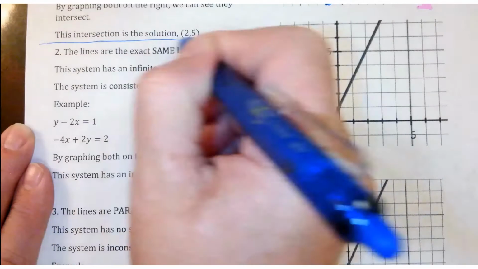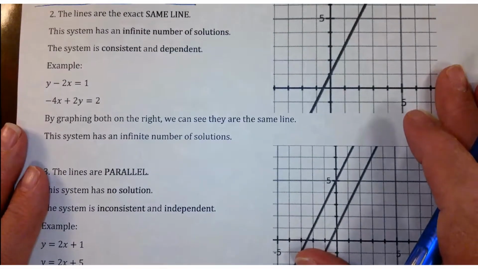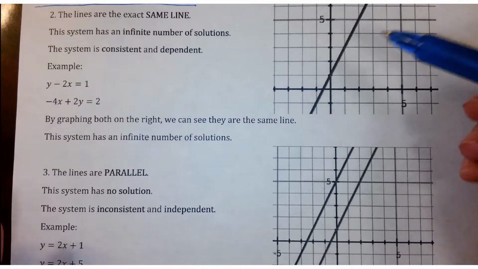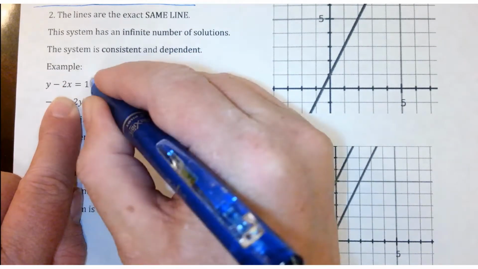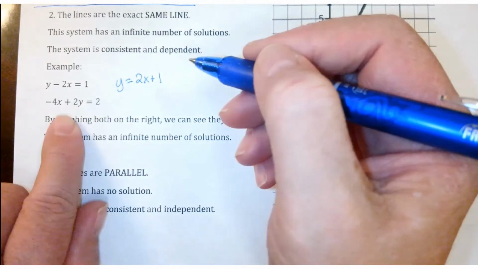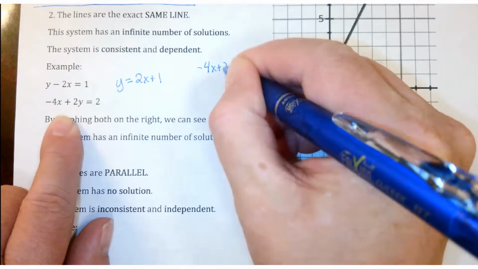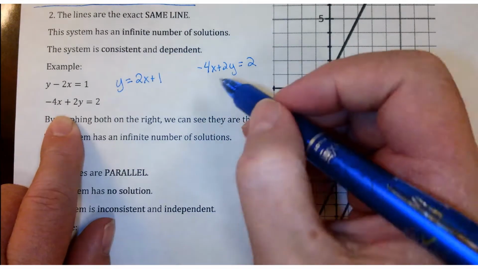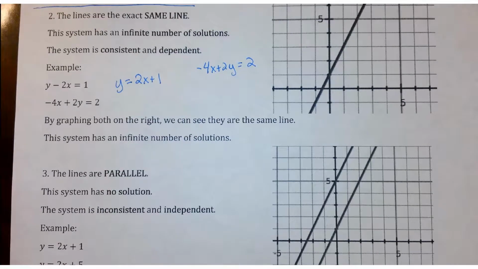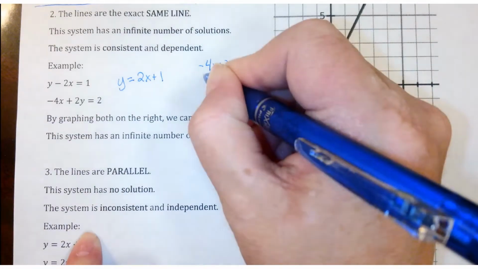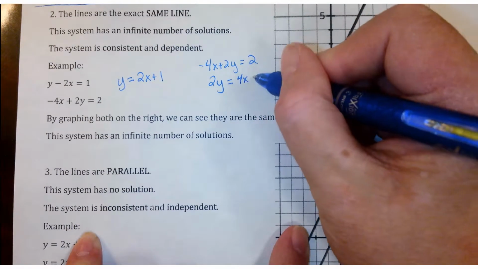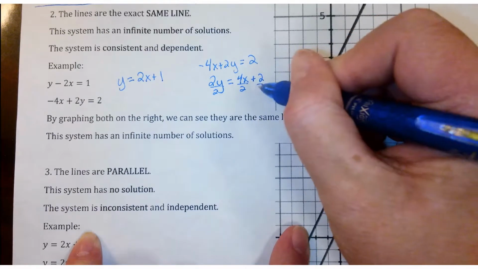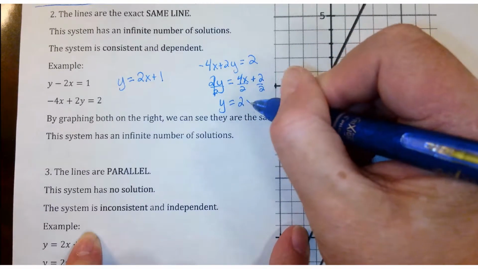If we look at the second one, the lines are the exact same line. I want you to see real quick, if I solve this for y, I would have y equals 2x plus 1. Let me do some work here. Solve this one for y. If you're not sure, solve both of them for y and let's see what happens. We move this over, add 4x, that gives me 2y equals 4x plus 2. Divide by 2 all the way across, so I get y equals 2x plus 1.